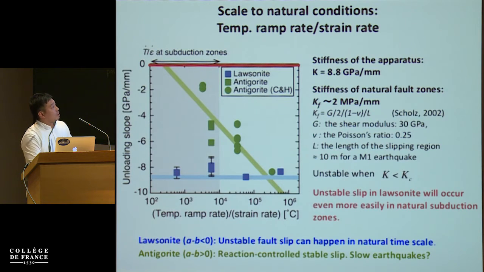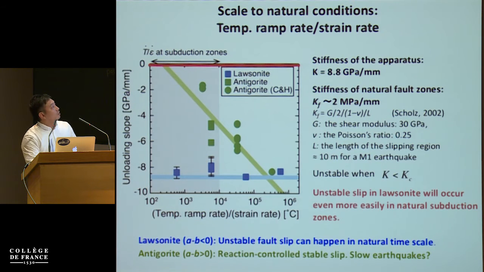So this figure shows a summary of the unloading slope during the dehydration reaction. The horizontal axis is the temperature ramp rate over strain rate, where the temperature ramping rate shows the dehydration speed, and the strain rate is the deformation speed. If you take the temperature ramp rate divided by the strain rate, we can erase the time dimension. This means it is a time-independent scale.